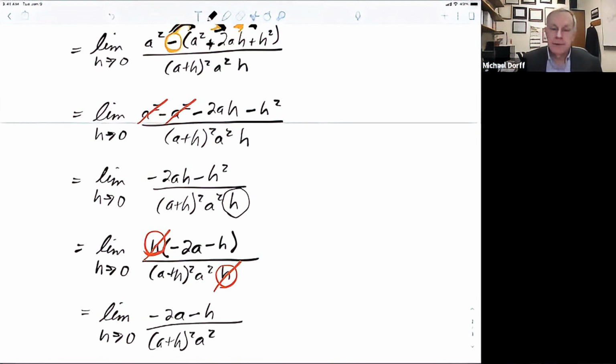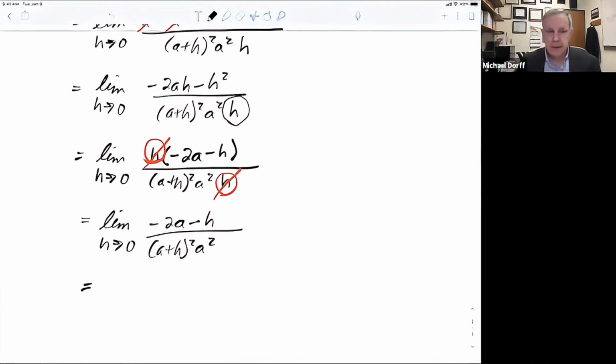Now that's a really important step, the one that we did in red here, where we crossed out the h, because that's where, at the very beginning of the problem, I substituted in h equals 0, and we got 0 over 0. The fact that now we canceled out the h's, an h in the top and an h in the bottom, allows us now to reevaluate this, and we see that we don't get 0 over 0 anymore, right?